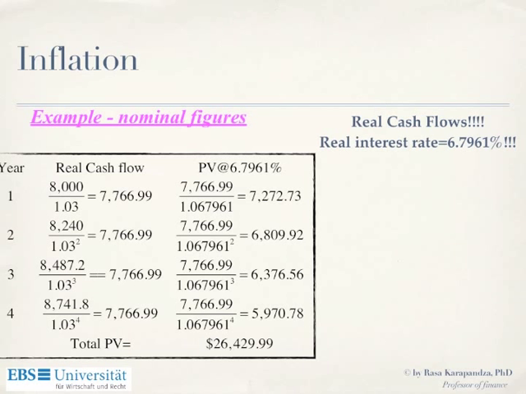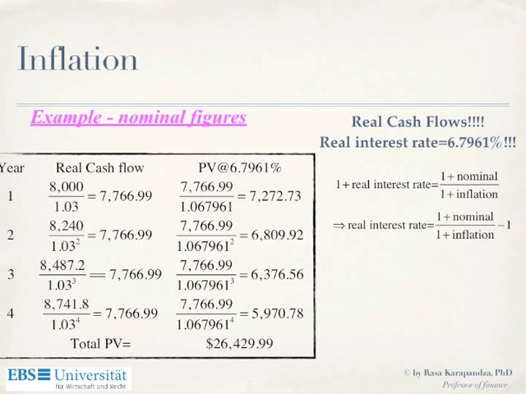Now, if somebody gives you these numbers, 7,766 every year in real terms, then in order to calculate the present value, you cannot discount it with the nominal rate. You have to use the real rate. How do you get to the real rate? 1 plus the real interest rate is 1 plus nominal divided by 1 plus inflation. So the real interest rate is 1 plus nominal over 1 plus inflation, minus 1. 1.1 divided by 1.03 minus 1 is 6.796%. Now if you discount these real numbers with the real interest rate, you will get exactly the same number of 26,429.99.